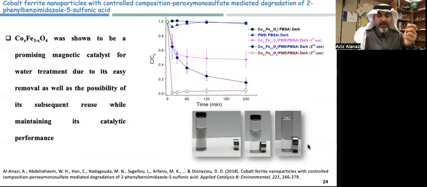With a magnet, you can collect them back and then reuse them again after regeneration, which is very affordable.